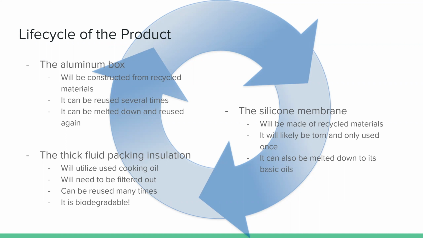The silicone membrane will be made of recycled materials, again, as stated. It'll likely be torn and only used once, because we're picturing it as almost like a bag on the inside of the package. It can also be melted down, as we stated before, to be used in its basic oils to construct another membrane. The thick fluid packing insulation, that's our cooking oil. We'll need to filter it, obviously, and it can be reused almost an infinite number of times. And if we get a box that leaks or something, it won't harm the environment.